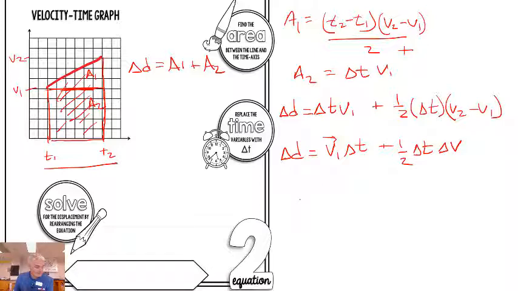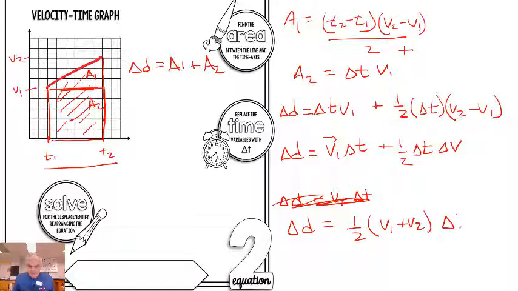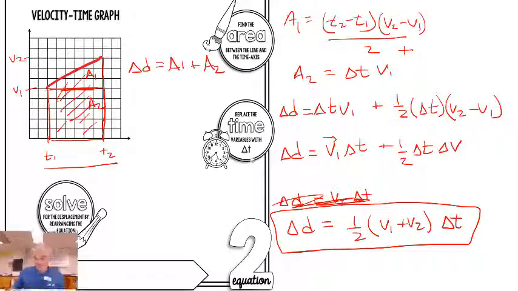Actually, we probably oversimplify it. We're going to simplify it this way. We can also say delta d is equal to v1 delta t. No, pardon me. We rearrange this, we say delta d. We do some simplification of the fractions. You can say 1/2 times v1 plus v2 times delta t. And that's the equation. This is equation number 2 right here, and you can see how it's derived.